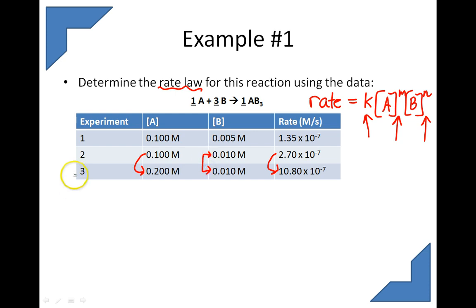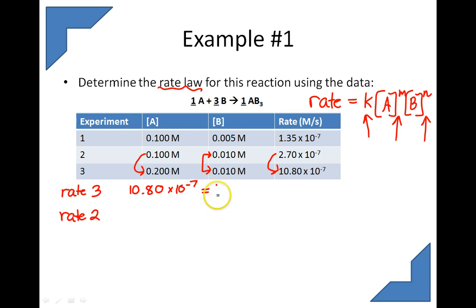So what we want to do is compare the rate of reaction 3 to the rate of reaction 2. And I like to list my larger rate, or my faster rate, first, only because that's going to make the math a little bit easier. It will give us some nice integers. So what we'll do is write out the generic rate expression with each of the values plugged in for experiment 3 and then for experiment 2.